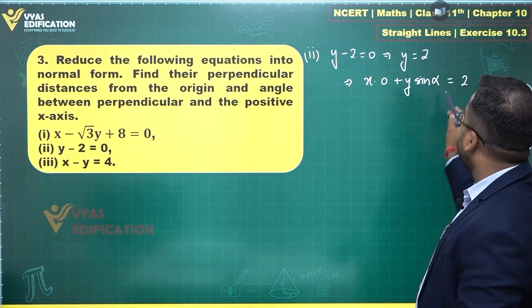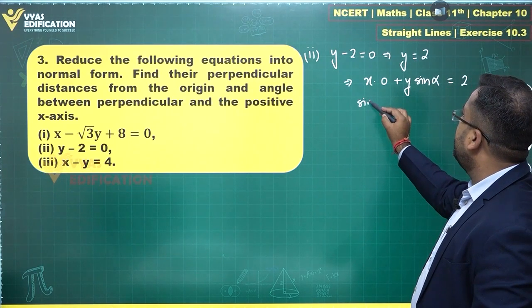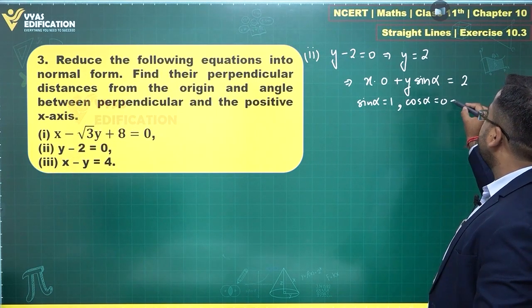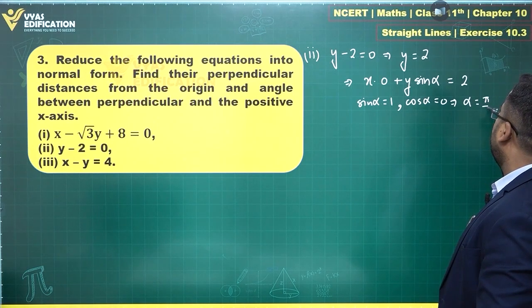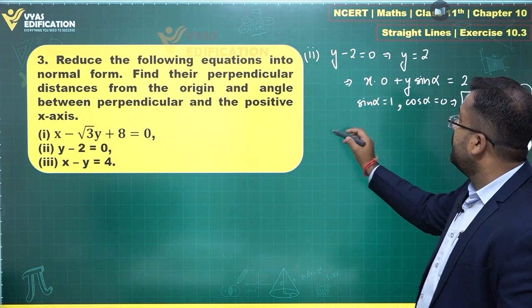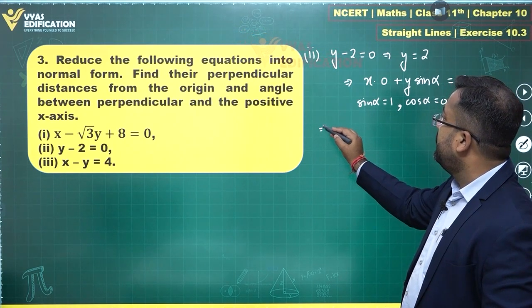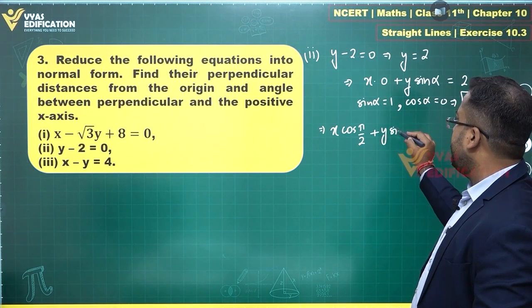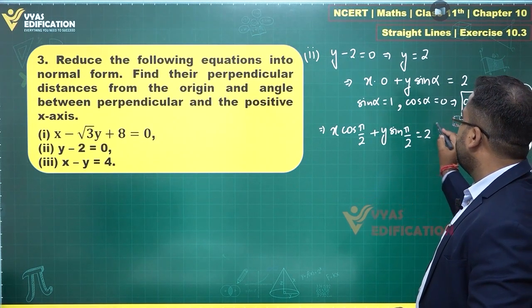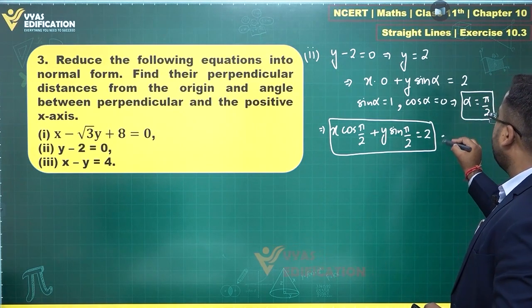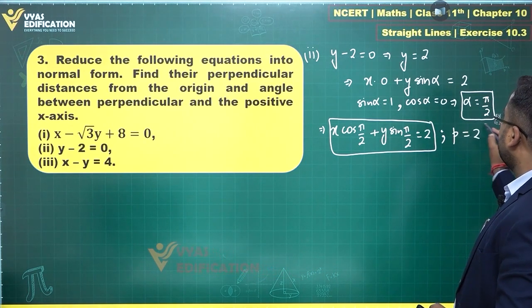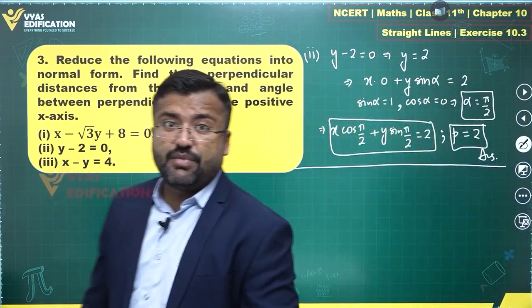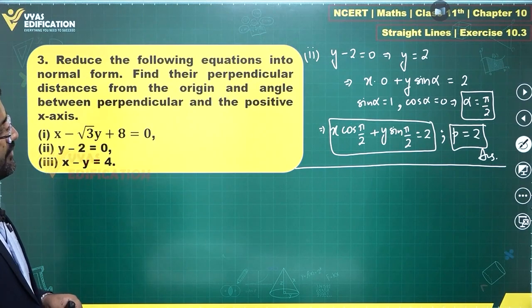And what's the value of sine alpha? Do you observe that sine alpha is equal to 1? If sine alpha is equal to 1, cos alpha is 0. This tells me that alpha will be equal to pi by 2. If alpha is pi by 2, therefore the required normal form will be x cos pi by 2 plus y sin pi by 2 is equal to 2. And once I have alpha, I can also find the value of p easily, which is 2. That's the answer for this question over here. That's the complete second part, as you can see behind me. That's the second part for us, right?